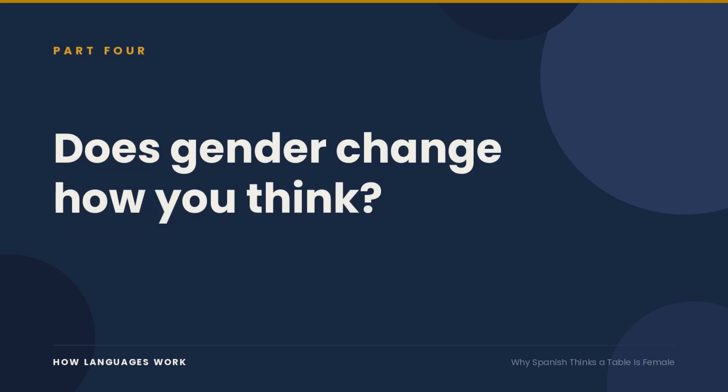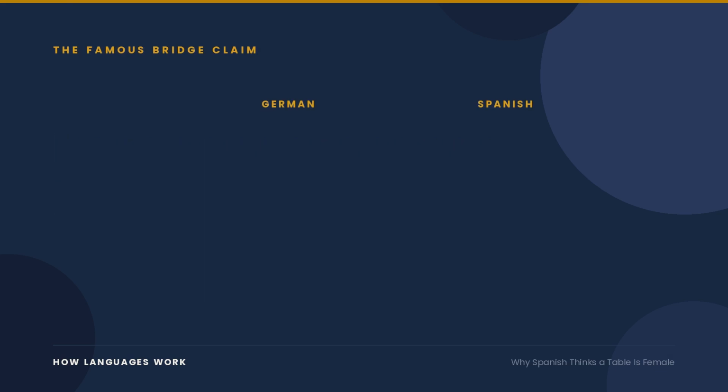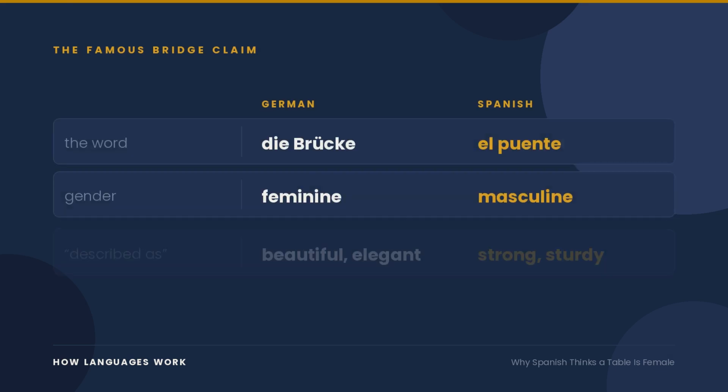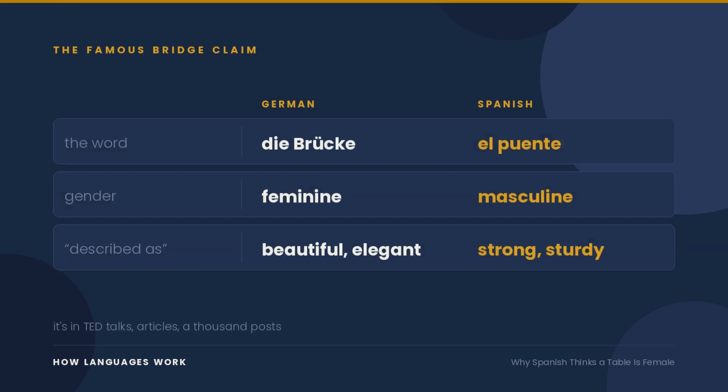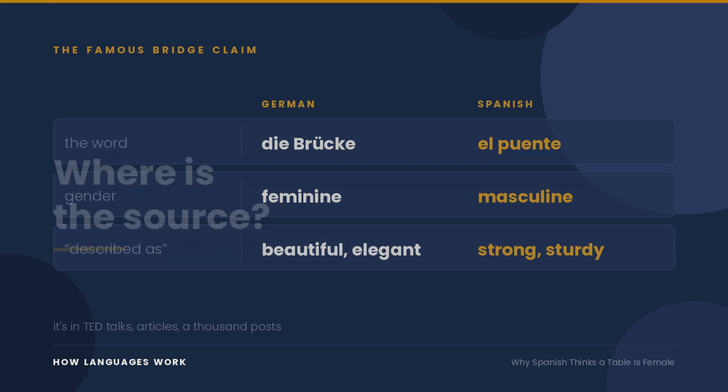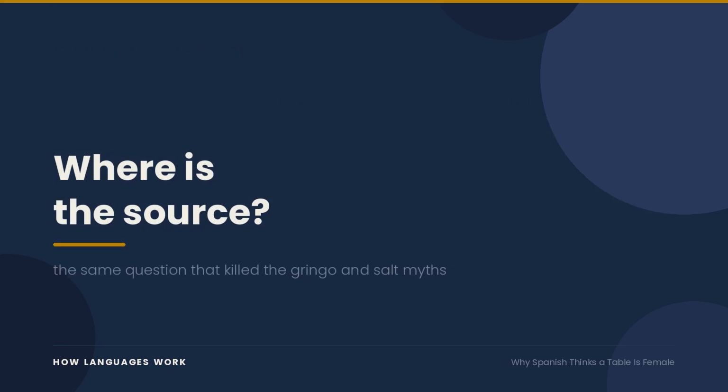Part 4. Does gender change how you think? You have probably heard this one. German speakers, whose bridge, die Brücke, is feminine, describe bridges as beautiful and elegant. Spanish speakers, whose bridge, el puente, is masculine, describe them as strong and sturdy. It is everywhere. Your language shapes your reality. So let's do what we always do on this channel.